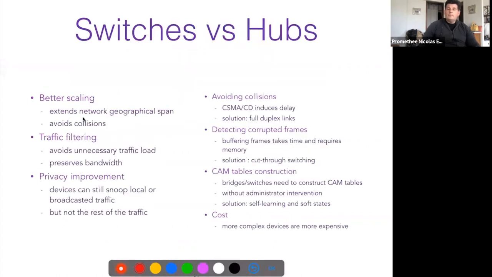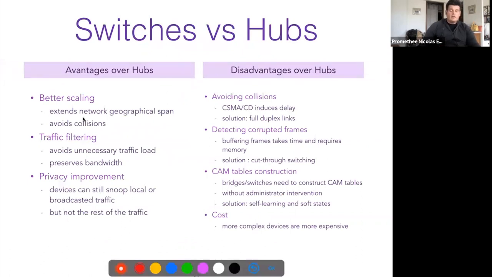Any questions? So if I compare the switches with the hub, you may see as an advantage that it is more scalable. Why? Because you extend the scope or the span of your network without actually increasing the number of collisions, because the switch in the middle will divide your network in collision domains. It can also avoid some unnecessary traffic going from one area to another, because the switch may block or filter the traffic because the destination is not located in that domain. So you avoid the traffic from propagating everywhere, so you preserve the bandwidth.